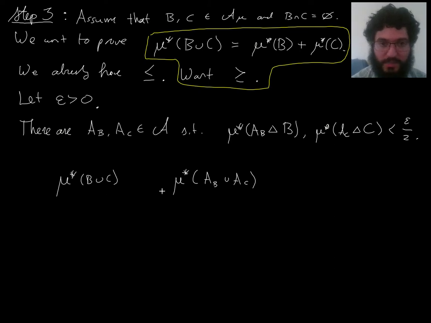Okay, so what's the cost of, in the desired inequality, replacing this by this? What we want to know is the distance between these, right? How much do they really differ by? Well, that's something that is controlled by the outer measure of the symmetric difference.